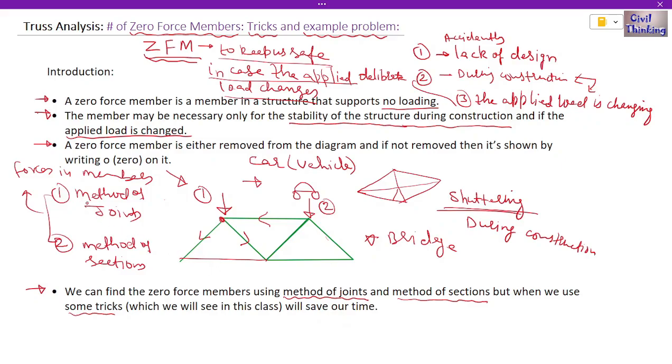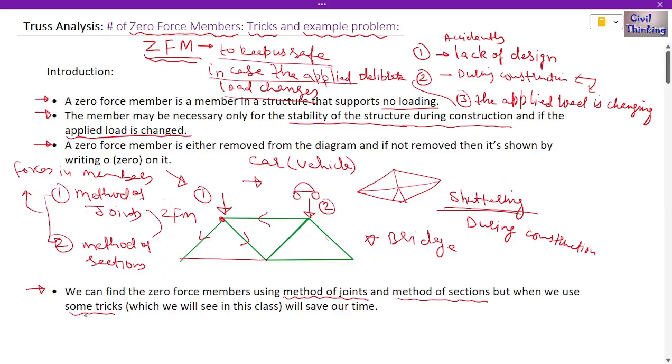Now, method of joints and method of sections, what is the use of them? We find forces. If there are forces, we find them, and we also find zero force members. When we apply the method of joints and find that the force in a member is 0, it means it is a zero force member. So we can already find which members are zero force members and which are not with the help of the method of joints and method of sections, right? We can already find zero force members using these two methods.